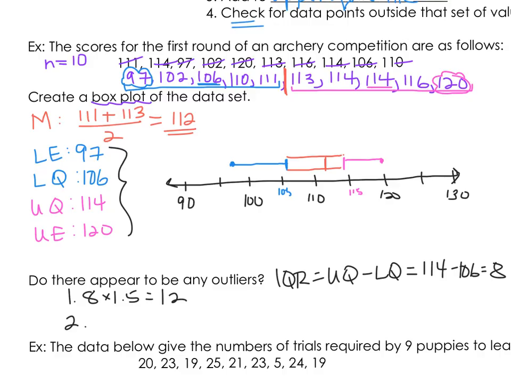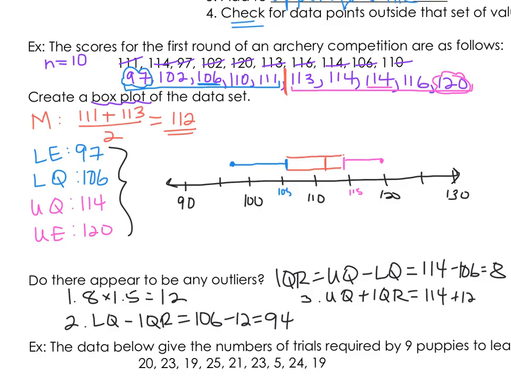Step 2, on the lower end, I'm going to take my lower quartile minus that 12. So lower quartile was 106 minus 12, and that gives me 94. Oh, I'm going to squeeze this in. Sorry, I'll put this over here. There should be more room here. My apologies, everybody. Then we're going to take our upper quartile and add the 12 to it. The upper quartile is 114, and if I add 12, I'm all the way up to 126.